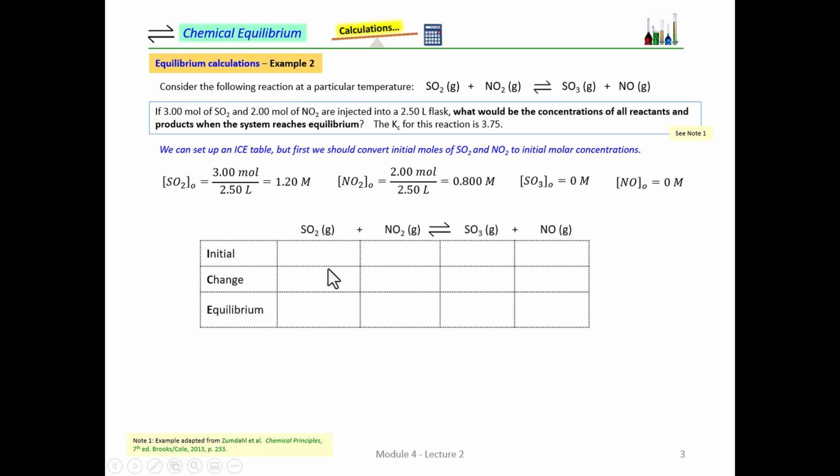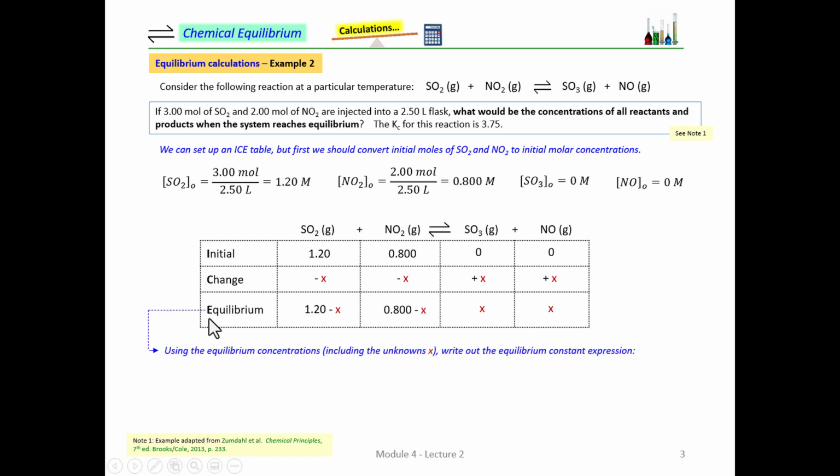If we set up an ice table, we can put in our initial values for concentrations of reactants and products. And then, the way we've set this up, of course, you're going to lose some reactants and gain some products. So we have minus x, plus x, and plus x. And all of the coefficients here are ones because the coefficients in the balanced equation are one. We add up the columns to get the equilibrium concentrations in terms of the initial concentrations of the reactants and our x value.